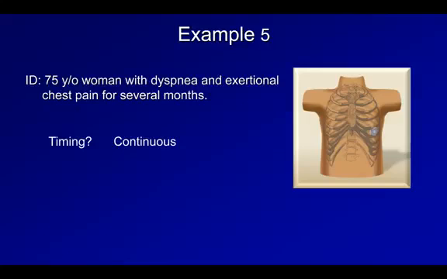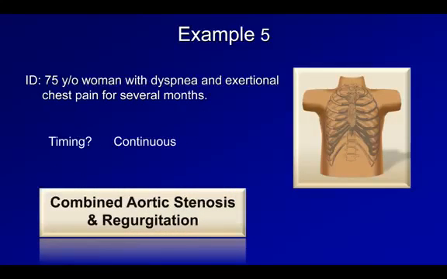This is an example of two murmurs superimposed on one another. Listen again at the upper sternal border. So what pathology is causing this? This is combined aortic stenosis and aortic regurgitation. Once more at the upper sternal border, where the aortic stenosis murmur predominates, and at the apex, where the aortic regurgitation murmur predominates.